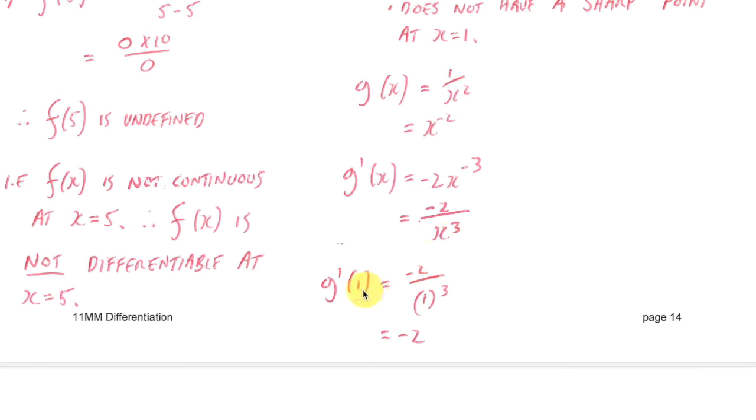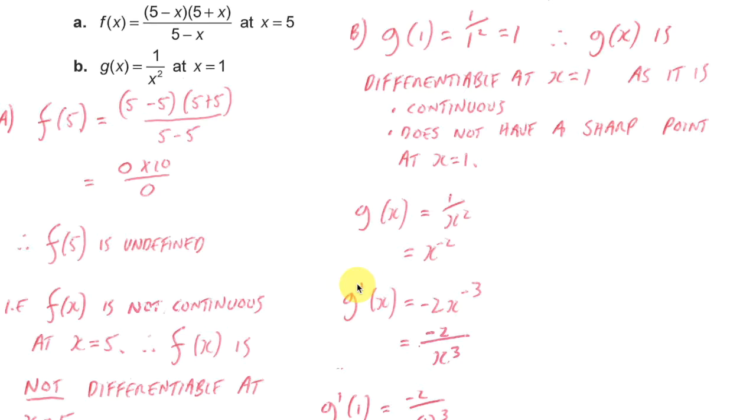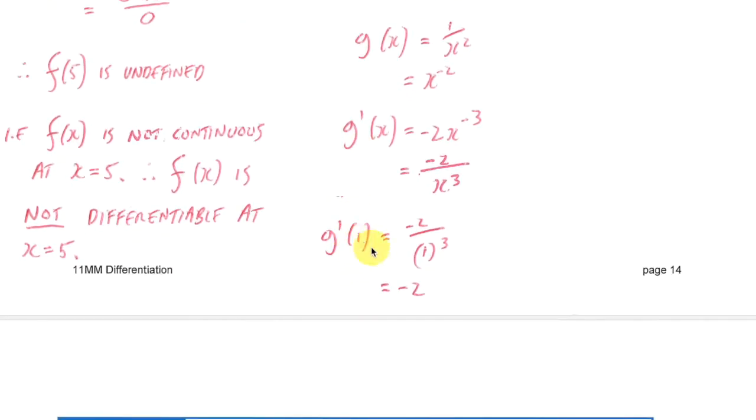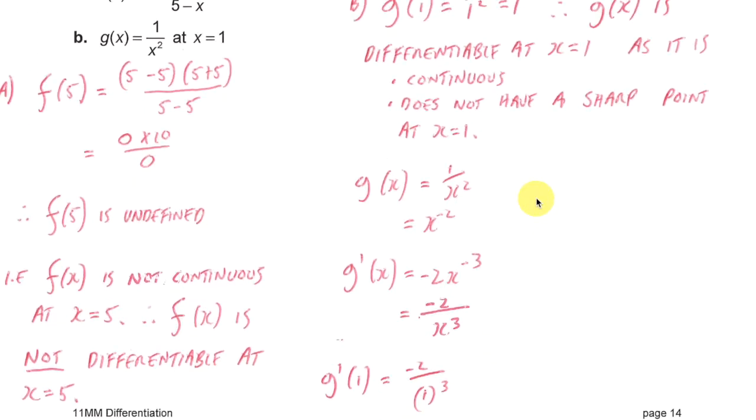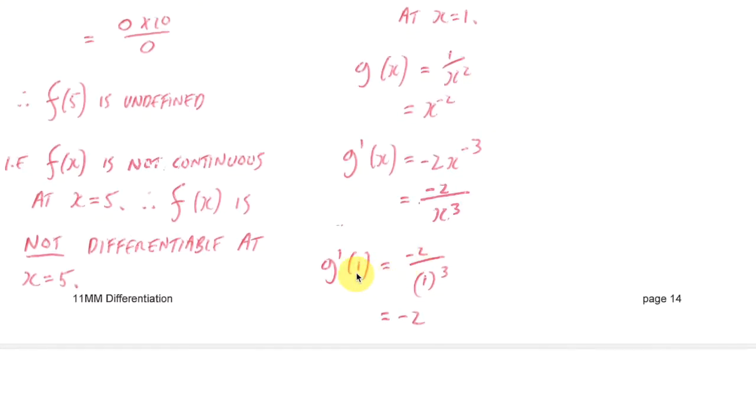And then we need to substitute 1 in, because that's the point that we're trying to work out what the derivative is equal to, and we'll produce -2. So what have we just found out? For our rule, 1 over x squared, the steepness of the curve at x equaling 1 is -2.